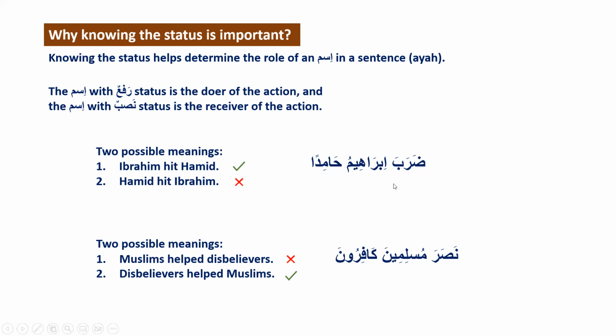Wa alaikum salam. So we go back to the first example. The first example means Ibrahim hit Hamid. The first number 1 was correct. I want to say Hamid hit Ibrahim. You have to switch. Ibrahim will become Nasab and Hamidun Marfu. So Daraba Ibrahim Hamidun. Very good job.